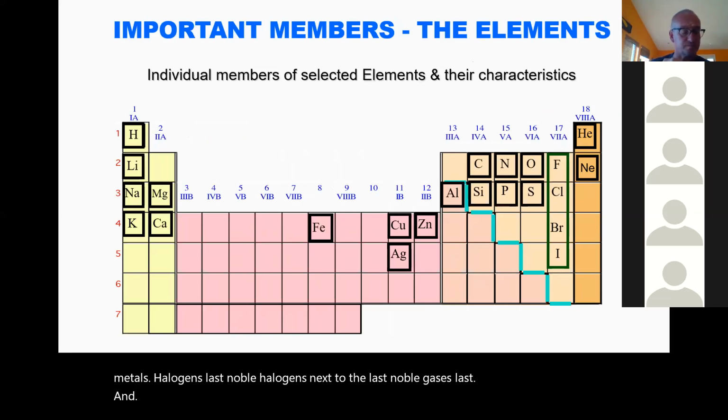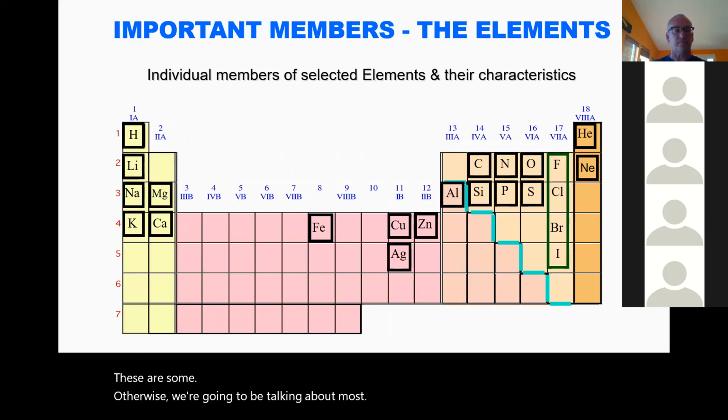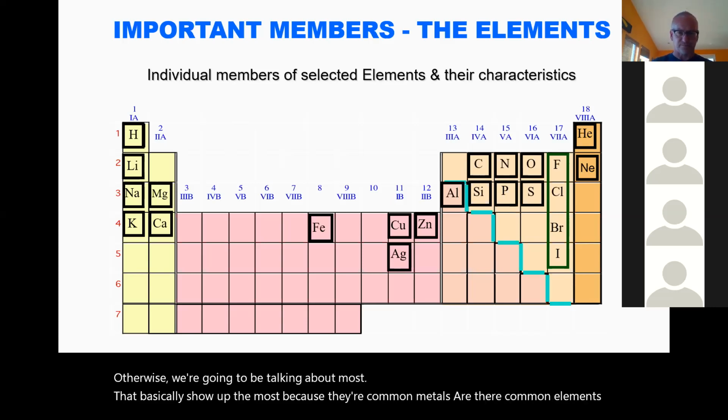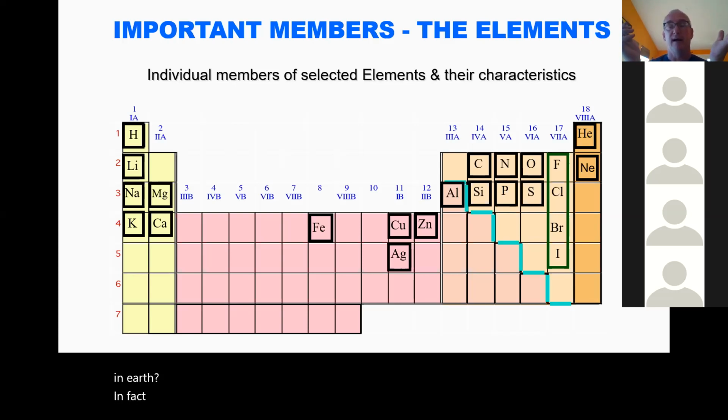These are some of the ones we're going to be talking about most, that basically show up the most because they're common metals. They're common elements in Earth. In fact, the bigger and bigger you get the elements, the less and less common they are.